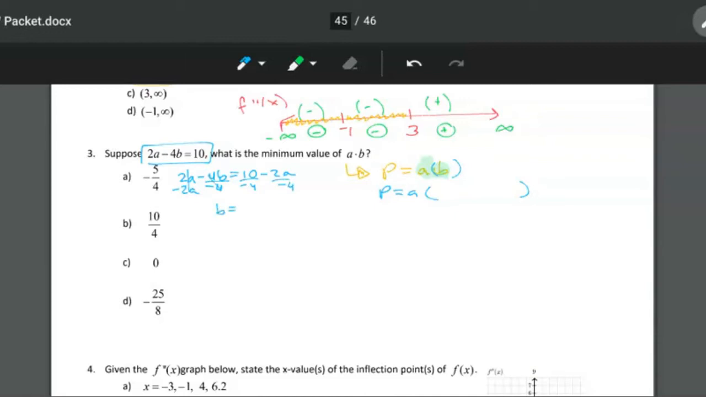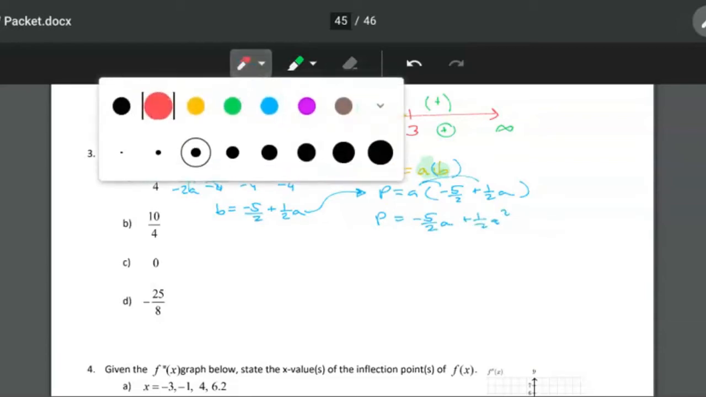So we end up with b equals -5/2 plus 1/2 a. So that's what we can plug in here for b, -5/2 plus 1/2 a. All right, now we probably want to simplify p. If we distribute, we get -5/2 a plus 1/2 a squared. All right, and that looks like we're ready to take the derivative.